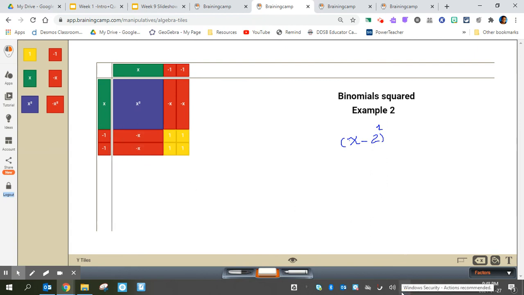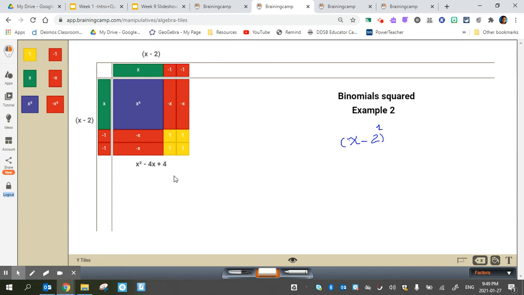So take a look again at the structure of these squares. X squared, top left, 4, bottom right, and the like terms are in the diagonal, but notice that they are also the same. It doesn't matter that the number is negative. We have negative 2x here and negative 2x here. These duplicated, and so our final expansion, our perfect trinomial in this case, is x squared minus 4x plus 4.